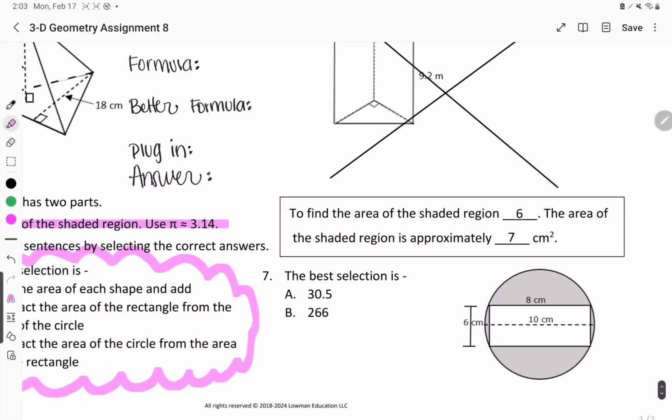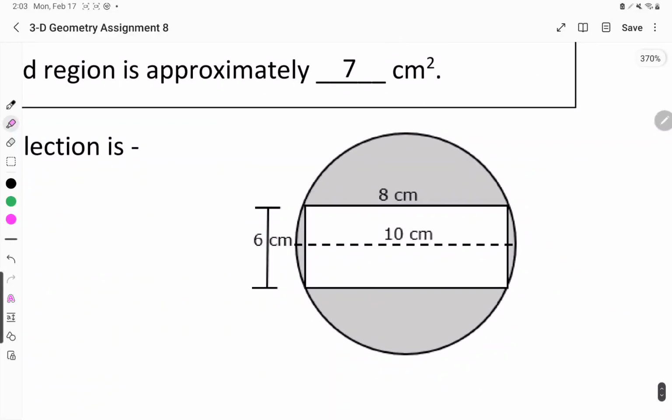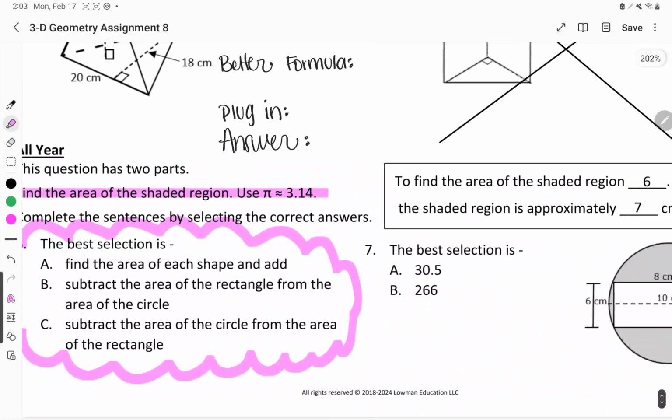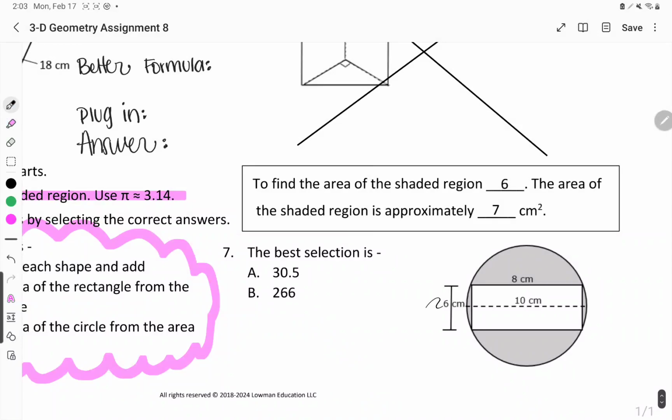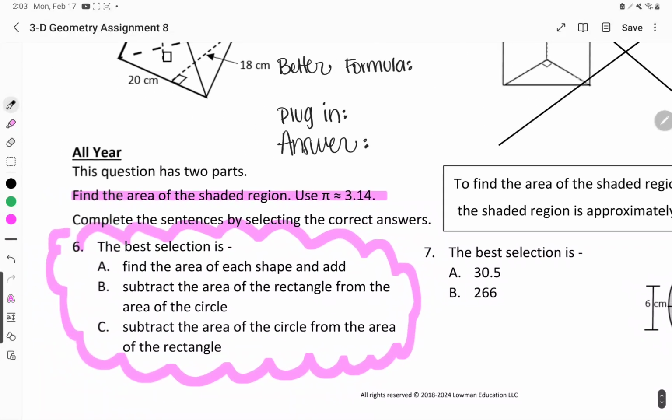So would we add these two together? No, we would not add those two together. Adding them would be if they were stacked on top of each other. So it'd be like if you had something that looked like this. We don't have something that looks like that. We've got a circle with a rectangle cut out.